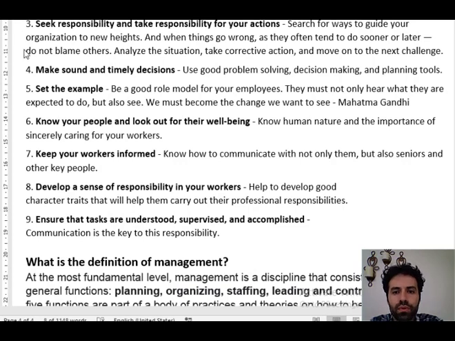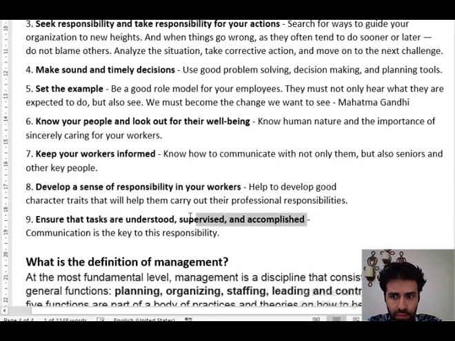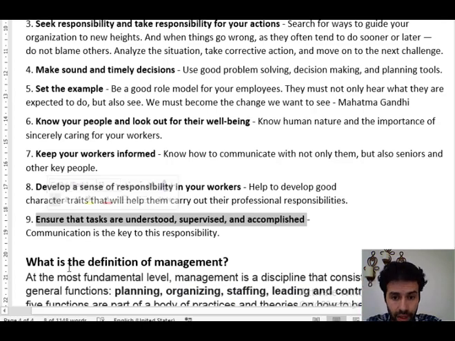Number 6 is know your people and look out for their well-being. It's another feature of leaders. Number 7, keep your workers informed. Make sure you inform your workers about all the details. Number 8, develop a sense of responsibility in your workers. That's the same as number 3, as I said, to be responsible. A good leader is a responsible person. And number 9, ensure that the tasks are understood, supervised, and accomplished. So a good leader should make sure that their employees understand the tasks one by one.